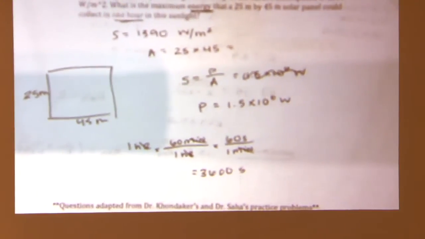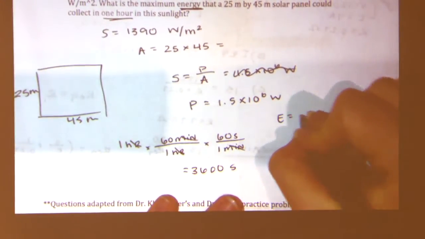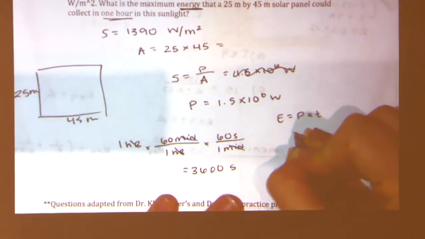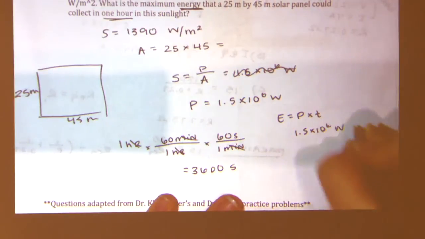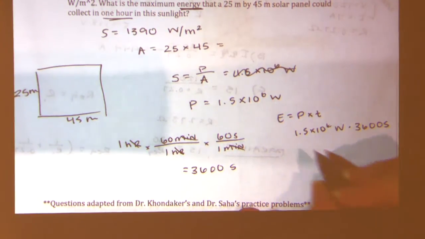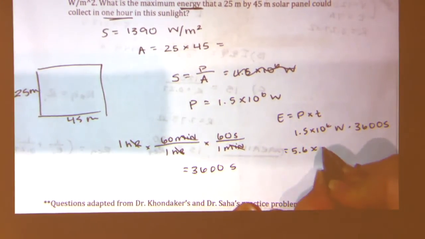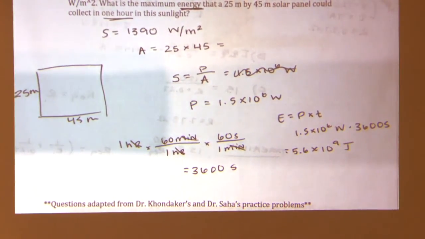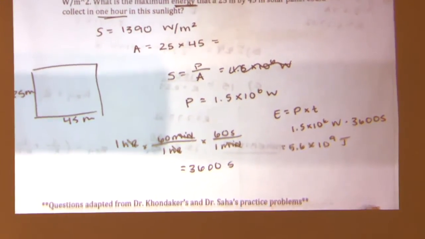Okay, and then we're going back to the equation. Energy is equal to power times time. And we have 1.5 times 10 to the 6 watts times 3,600 seconds. Remember, watts times seconds is equal to joules. That's like a conversion between those two units. I got 5.6 times 10 to the 9 joules. So don't forget about that energy equation. Is everyone good with this one?